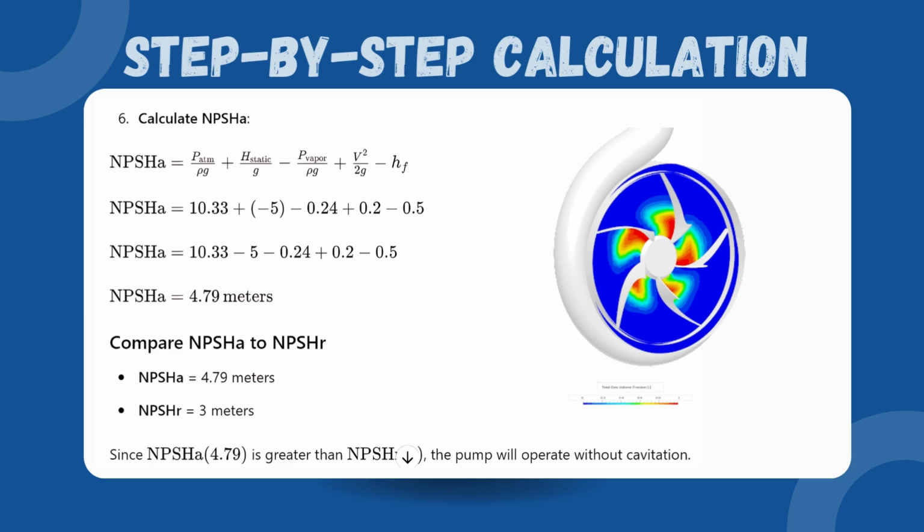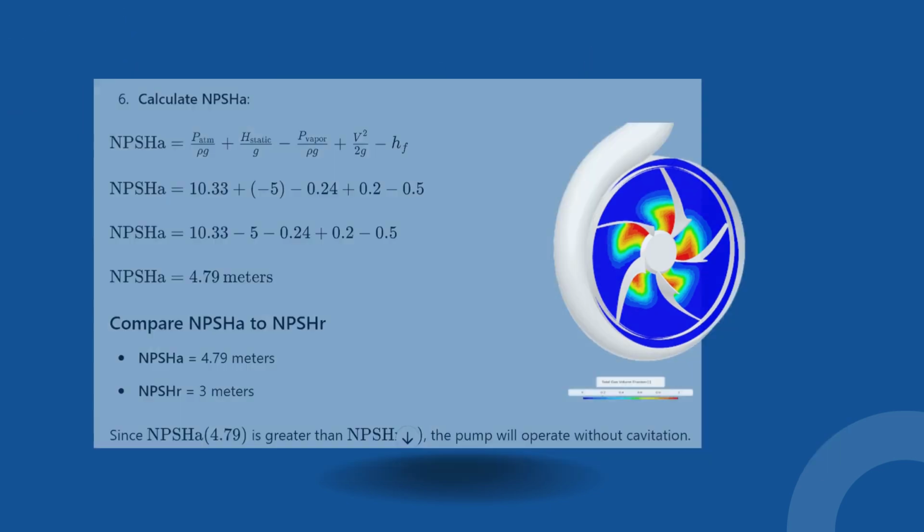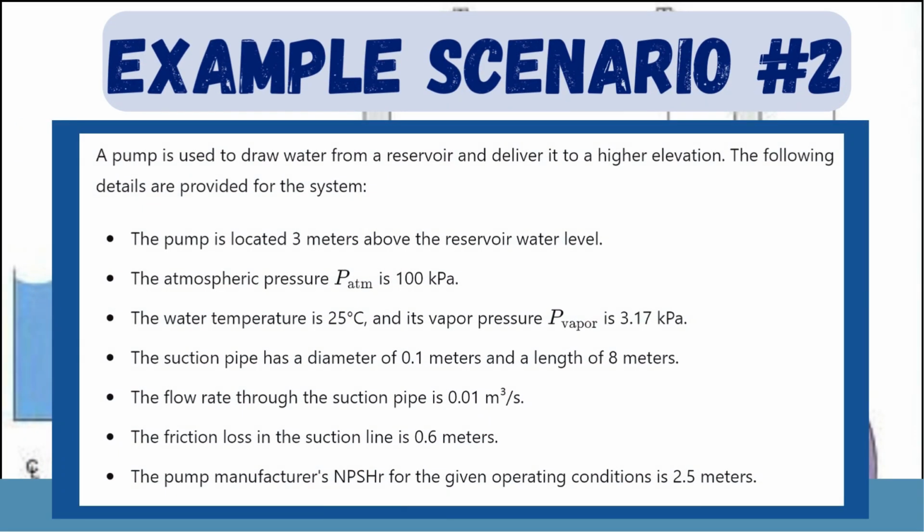Now guys, moving on towards the second scenario, where we are also including the calculation of velocity head in detail. Okay, so guys, in this scenario, the pump is located 3 meter above a water reservoir. Then the atmospheric pressure, which is PATM, is 100 kilopascal. Along with this, it is also given that the water temperature is 25 degrees Celsius with a vapor pressure of 3.17 kilopascal, when the suction pipe inlet diameter is 0.1 meter and the length of the pipe is 8 meters.